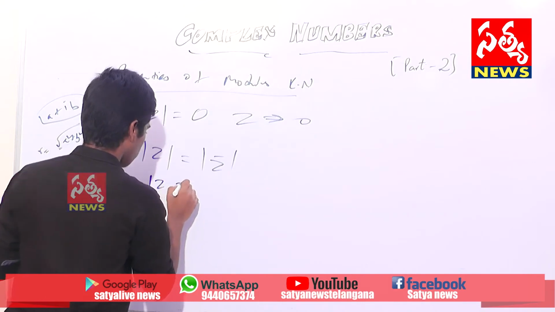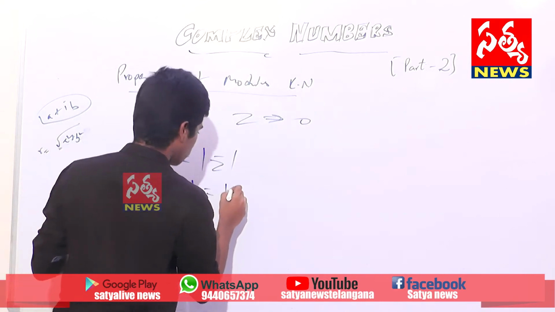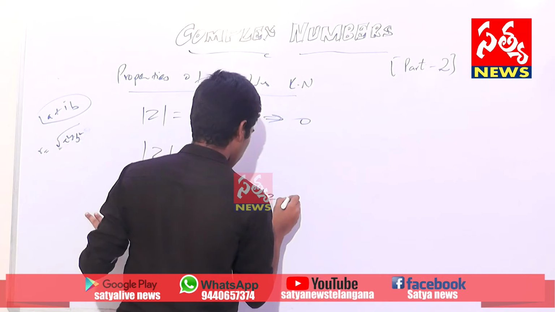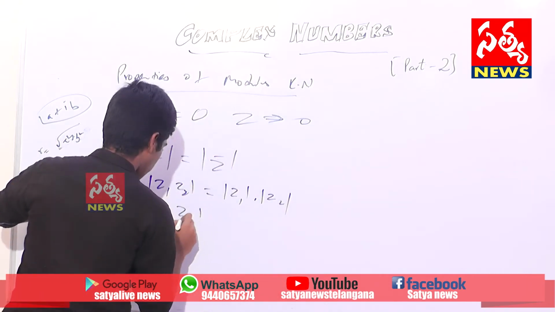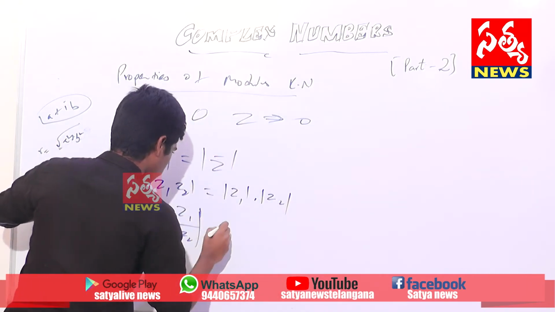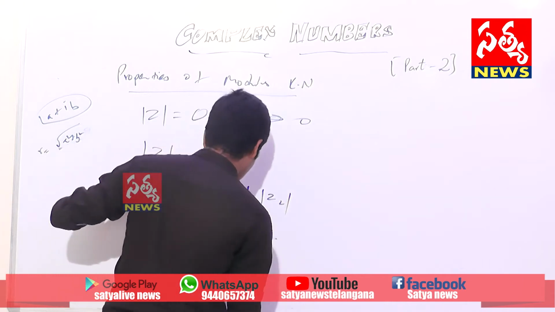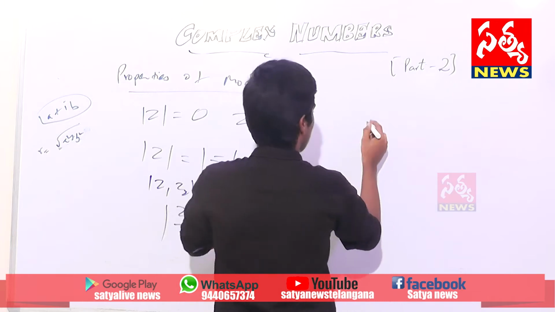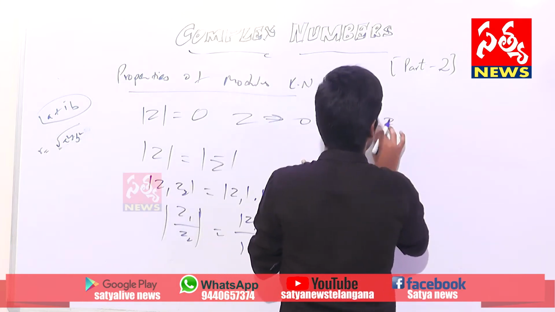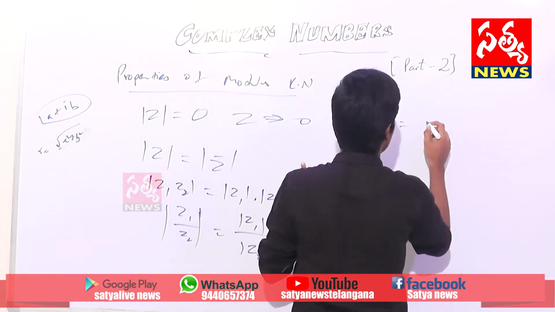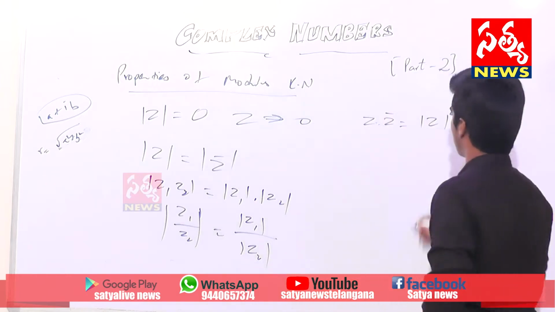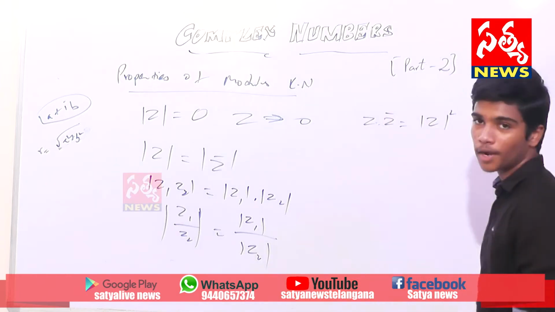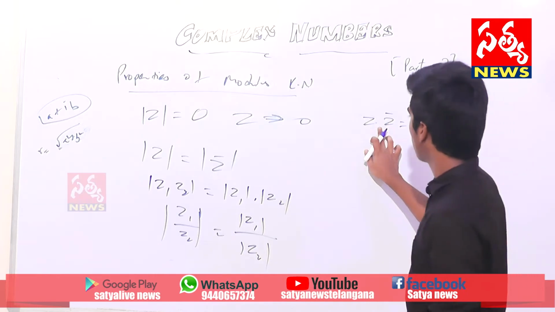Next, mod of z1 into z2 is equal to mod z1 into mod z2. Mod of z1 by z2 is equal to mod z1 by mod z2. And z into z bar is equal to mod z whole square. Okay, right? See, I will explain this.